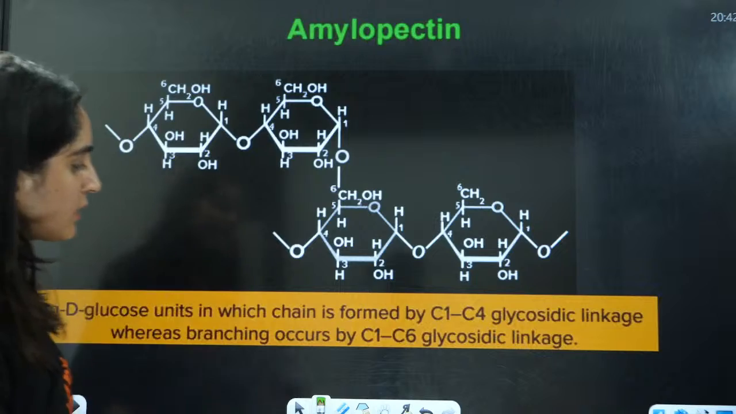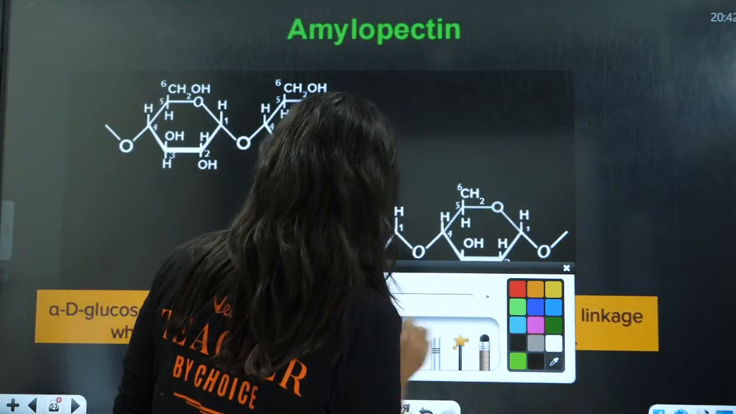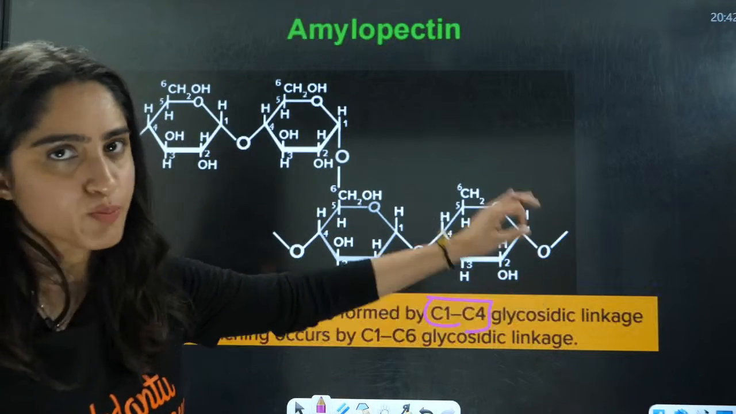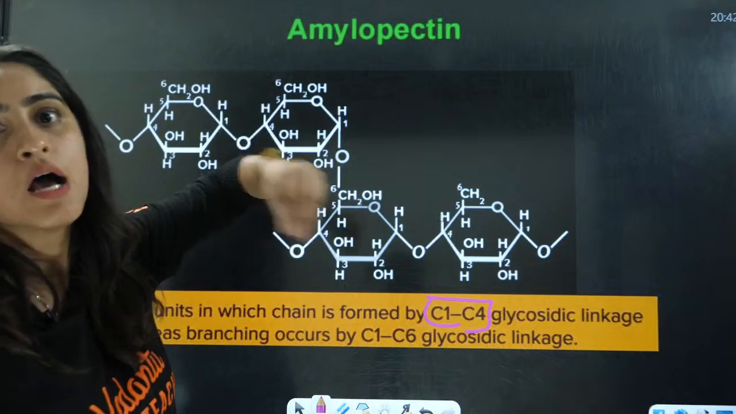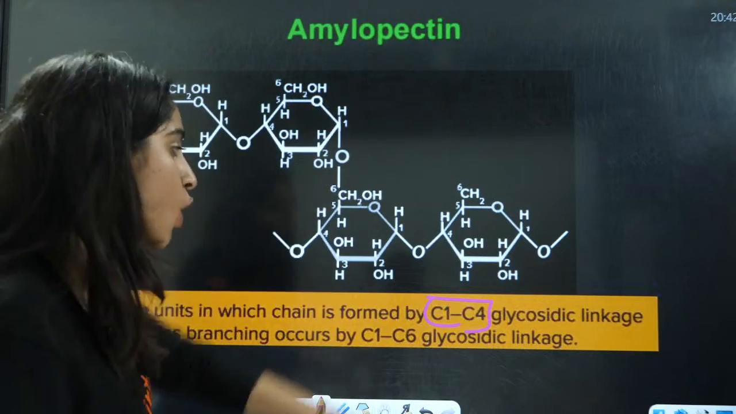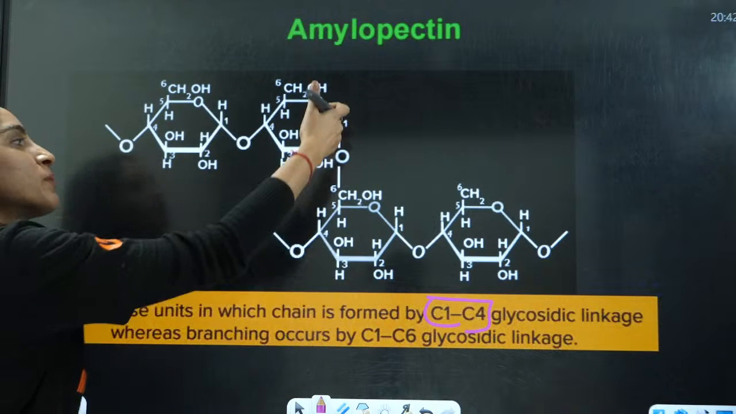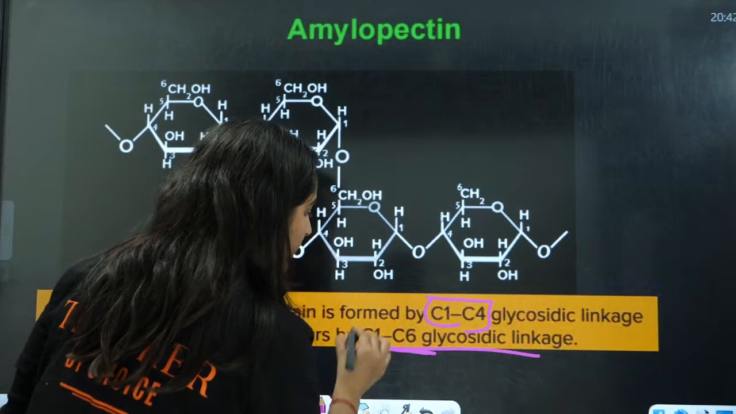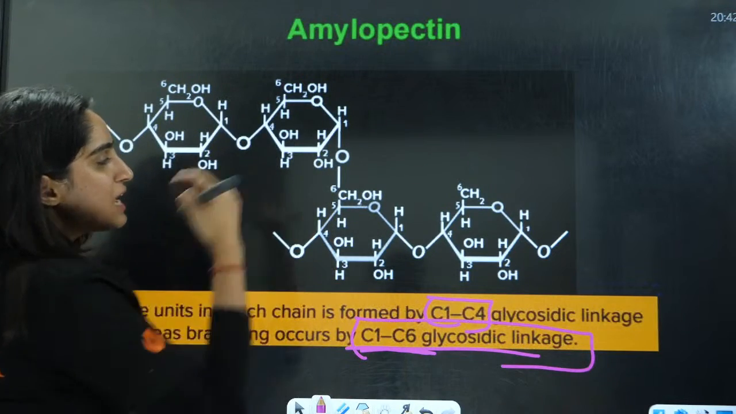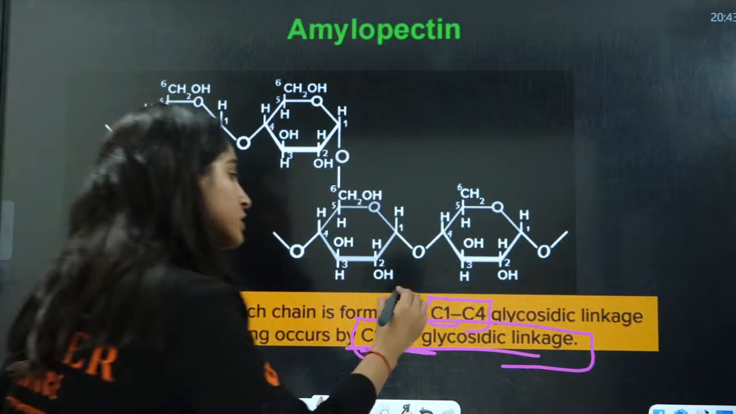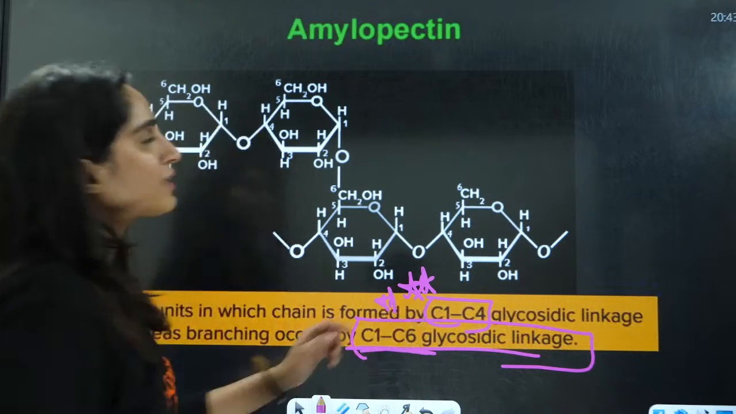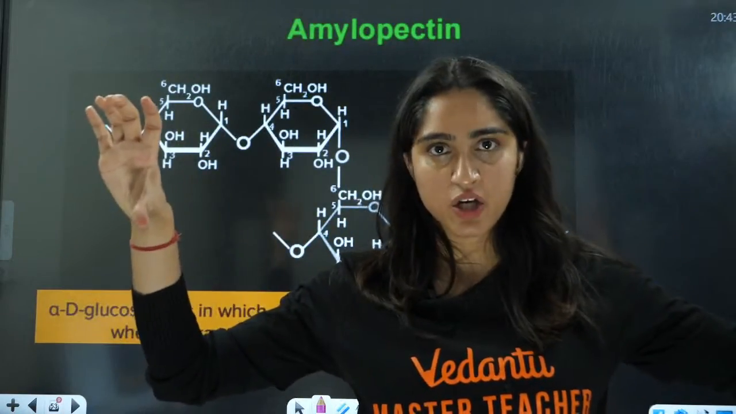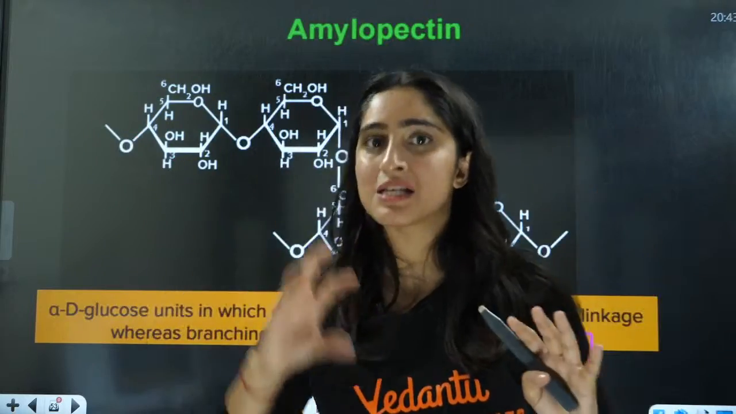In amylopectin, there is also branching. You have C1 and C4 glycosidic linkages between two or more molecules of alpha D glucose, but there is also another branching, that is between C1 and C6 glycosidic linkage. This question is asked so many times: what is the difference between amylose and amylopectin? Amylose is just a linear structure, where you have C1 and C4 linkages.